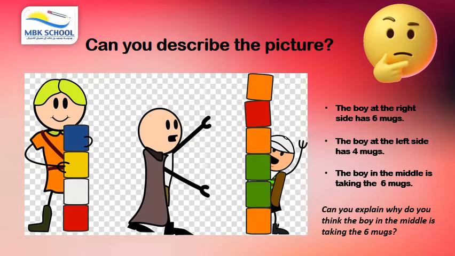Alright, my dear students, we will find out why this boy is taking the 6 mugs. Okay, let us see the 6 mugs and the 4 mugs. Why do you think so? The boy in the middle is taking the 6 mugs instead of the 4 mugs. What makes sense of this? Alright, so we will find out why. Okay?